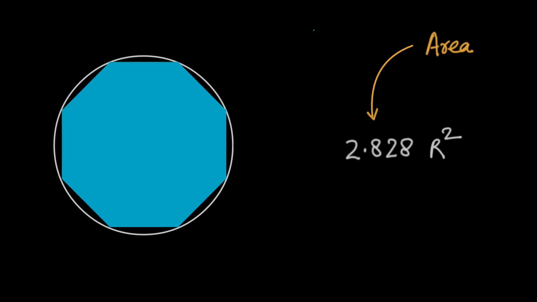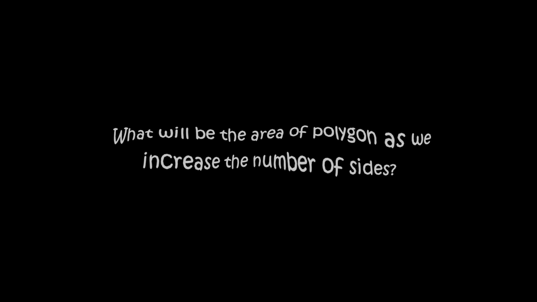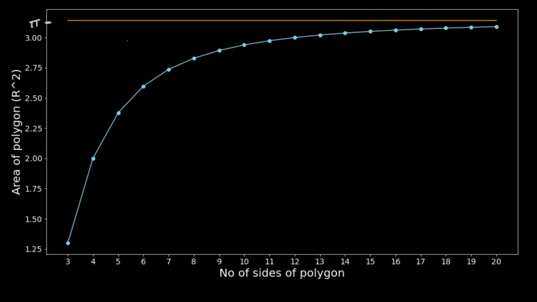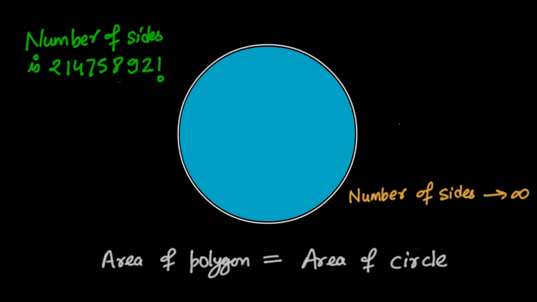As we are increasing the number of sides, area of the polygon is increasing, because it is covering more spaces left inside the circle. Pause and ponder. What will be the area of polygon as we increase the number of sides? I have plotted the area of polygon on the y-axis and number of sides on the x-axis. As you are increasing the number of sides, the area of polygon is approaching the area of the circle. When the number of sides is very high, say infinity, then area of polygon will become equal to an area of circle. Now this is interesting.